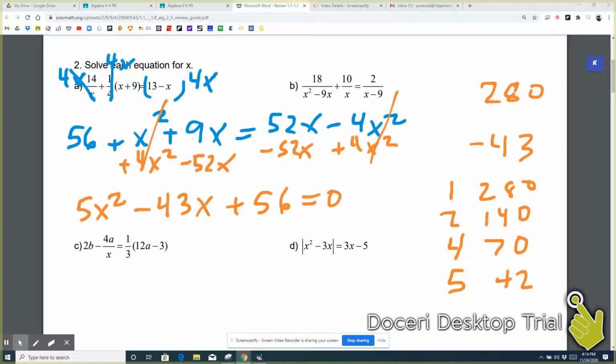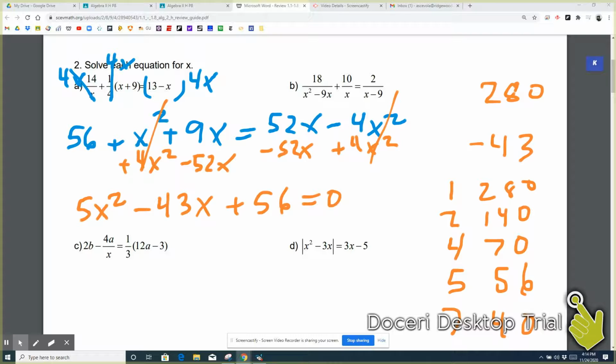Is that right? I don't think that's right. I think I messed that up. 280 divided by 5, yeah, 56 is what I meant to say. 56, which has a difference of 51. 7 and 40, all right, that has a difference of 33. So I don't think you could factor this.